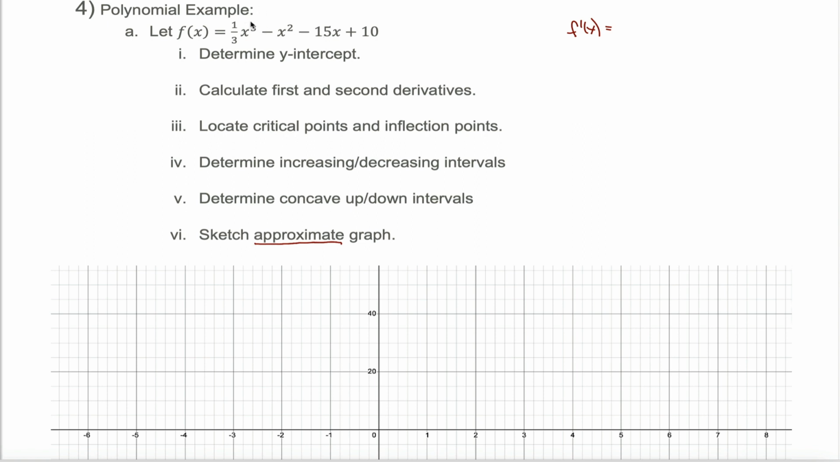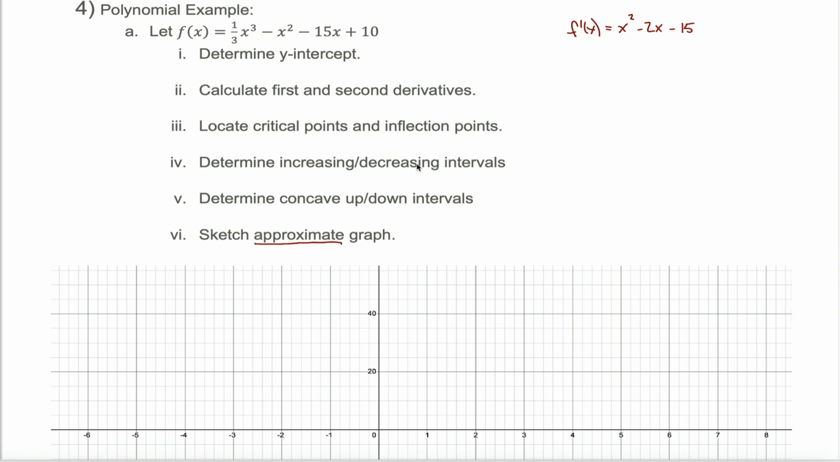The derivative of 1/3 x cubed is 1/3 times 3x squared, which is just x squared. And then from that, I want to subtract the derivative of x squared, which is 2x. And from that, I subtract the derivative of 15x, which is just 15. The derivative of the 10, since 10 is a constant, is 0. It doesn't show up in my first derivative. If f of x is 1/3 x cubed minus x squared minus 15x plus 10, f prime of x is x squared minus 2x minus 15.